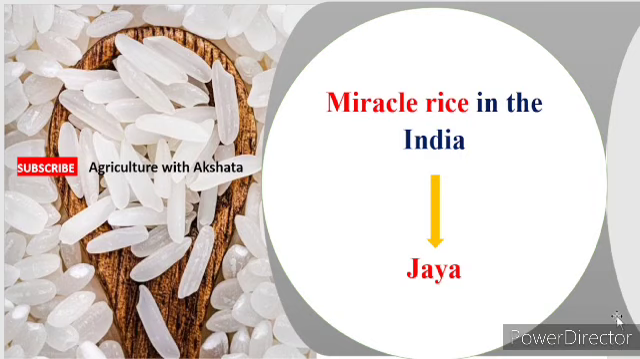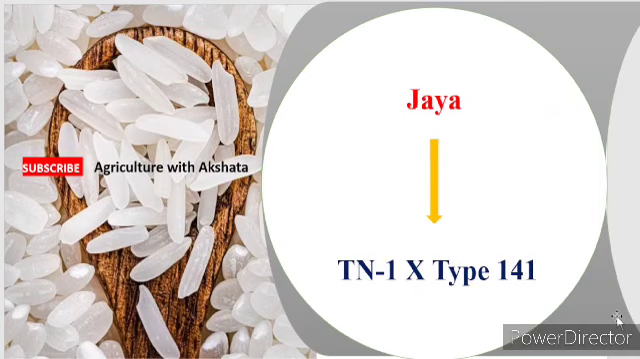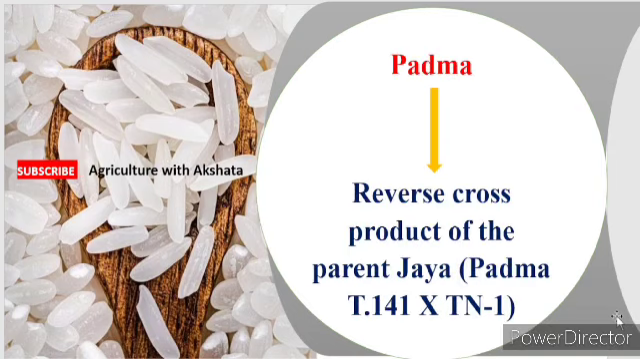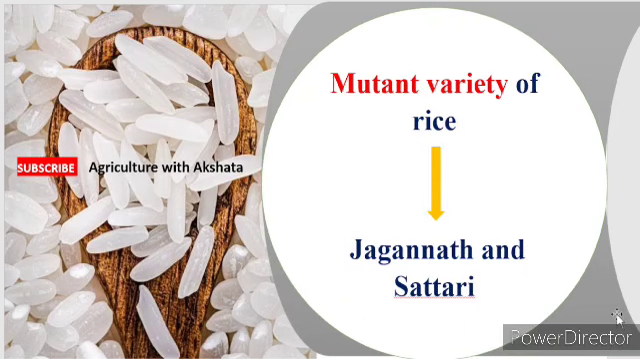The miracle rice in India is Jaya. Jaya is called the miracle rice in India. Jaya is developed by crossing between TN1 and T141. The reverse cross of Jaya led to the development of Padma. So Padma is developed by crossing between T141 and TN1. Mutant varieties of rice are Jagannath and Sattari. Jagannath is a mutant variety of T141.